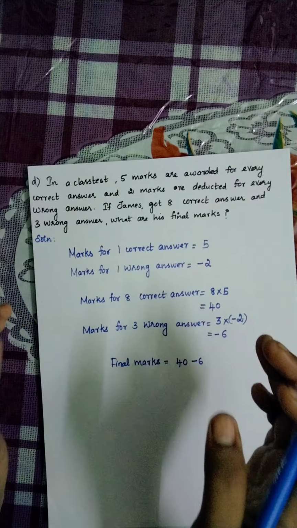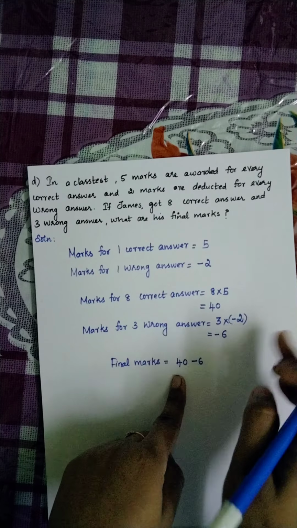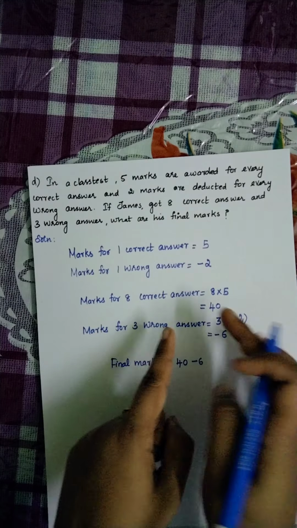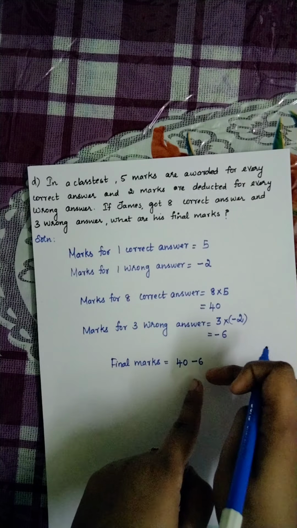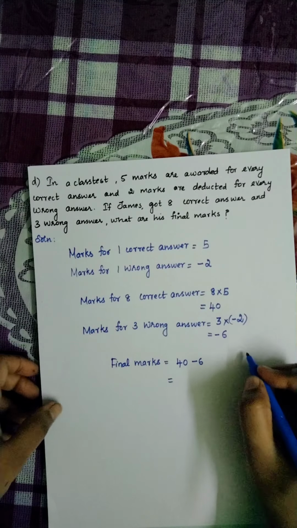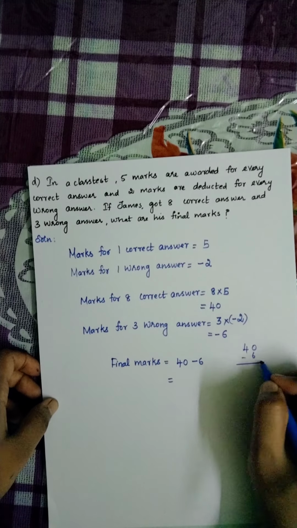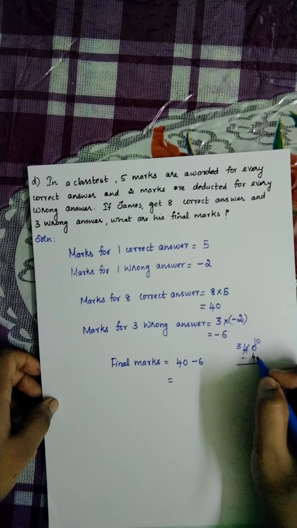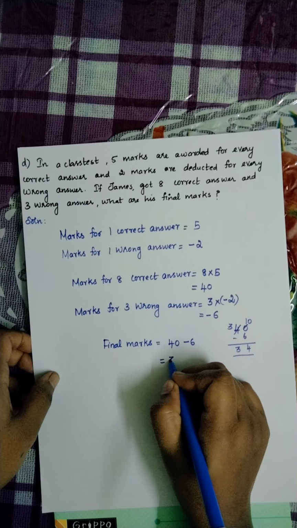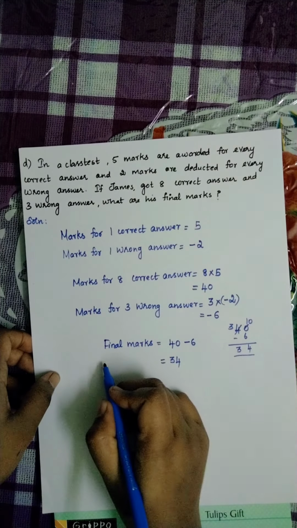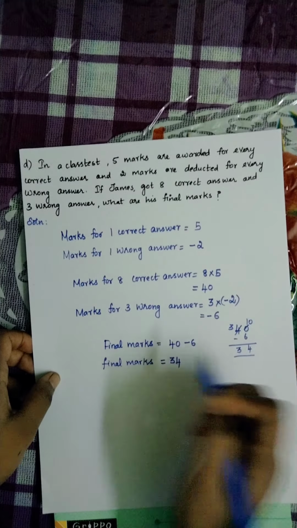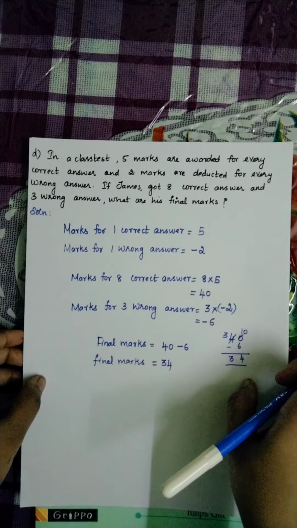If you write a correct answer, you will be given some marks. If you write a wrong answer, they are reducing some marks. That is 40 minus 6. Marks for correct answers is 40. Marks for wrong answers is minus 6. What is 40 minus 6? 40 minus 6. 3, 10. 10 minus 6 is 4. It is 34. So the final mark of James is 34. Final marks is equal to 34. This is your answer. Do you all understand?